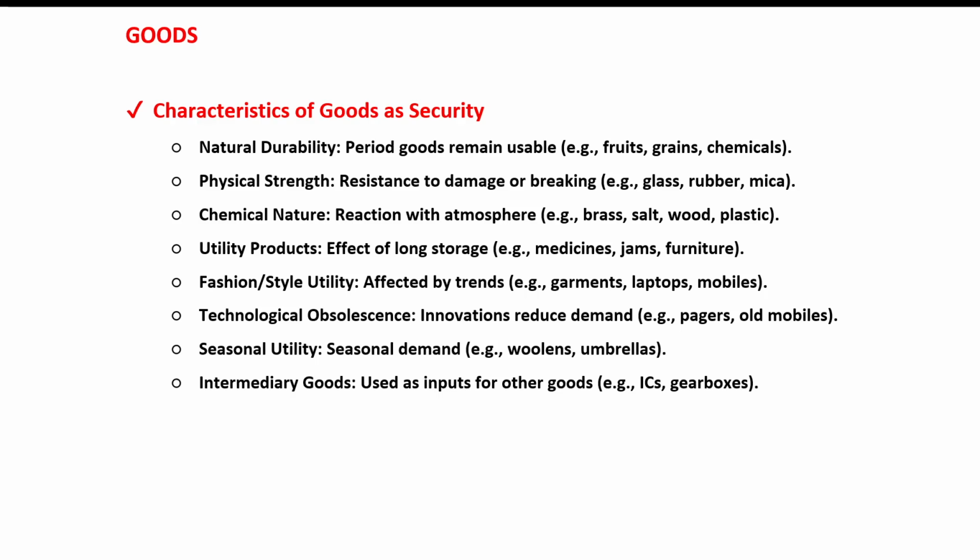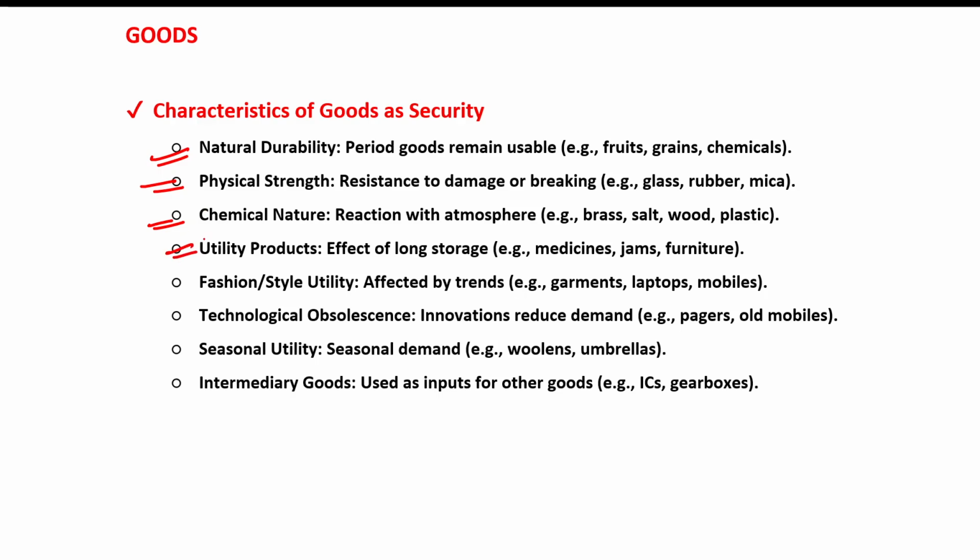Characteristics of goods as securities. When goods are offered as security, the bank must study their key characteristics like natural durability, how long the goods can be used or consumed, for example fruits, food grains, or chemicals. The physical strength, which is the ability to withstand force, pressure, or damage. Glass and rubber have different physical strengths. Chemical nature: whether the goods react with air or moisture or stay stable. Brass goods and salt have different reactions with the atmosphere.